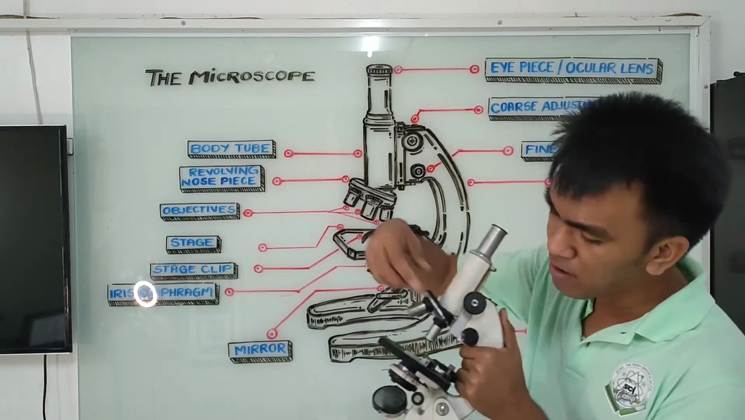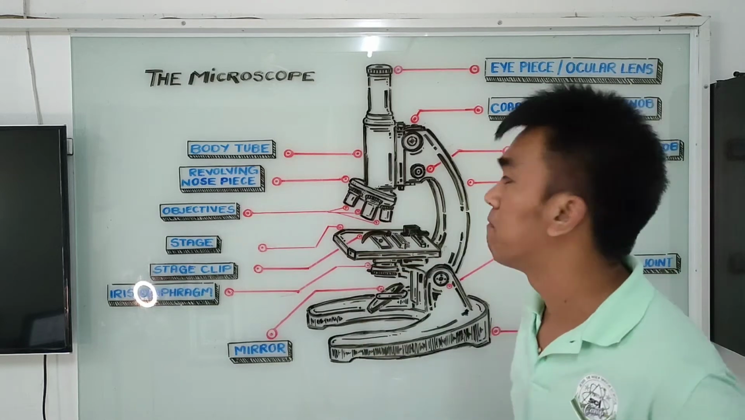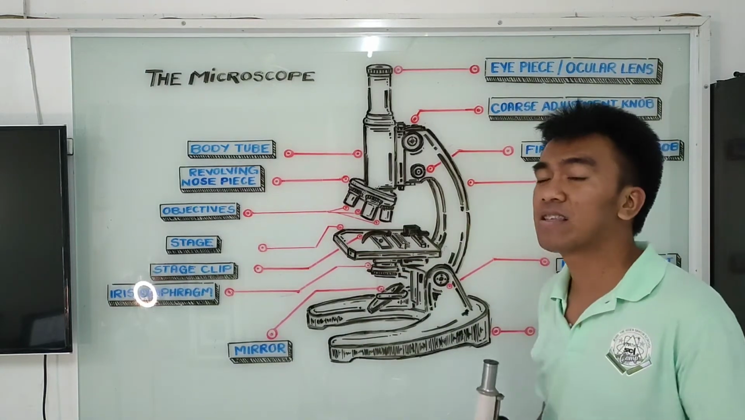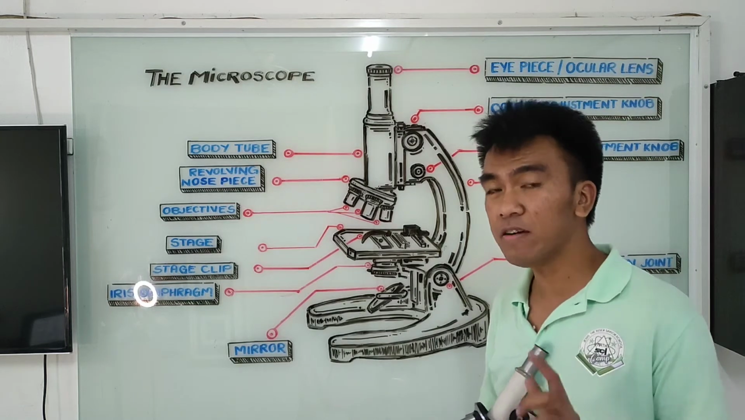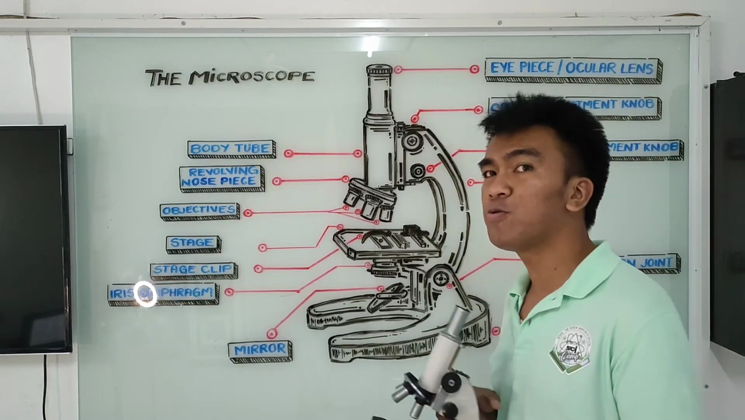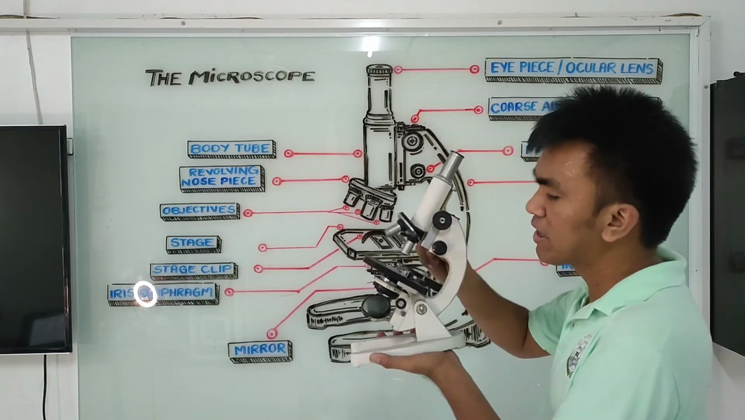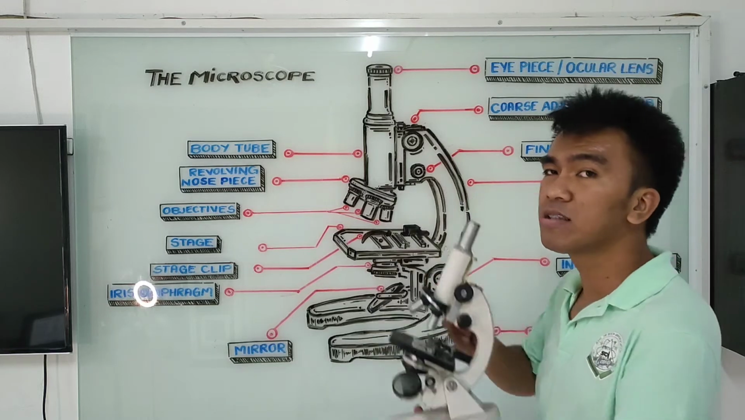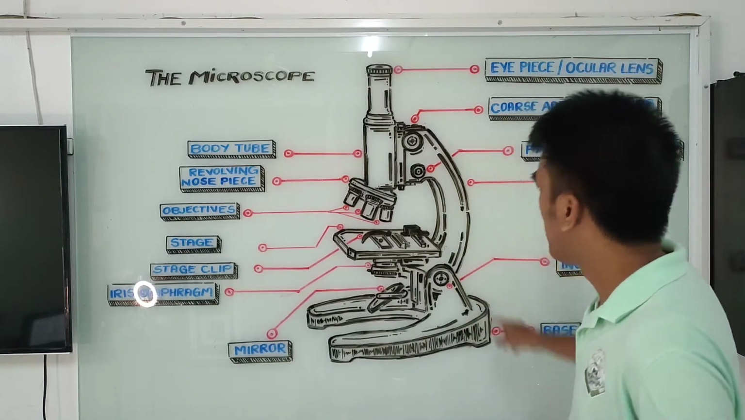The other knob, which is here, and it's smaller than the coarse adjustment knob, is the fine adjustment knob. It is used for sharp focus or to give you a detailed view of the specimen you are observing. This one is a fine adjustment knob, also known as the fine adjustment screw.